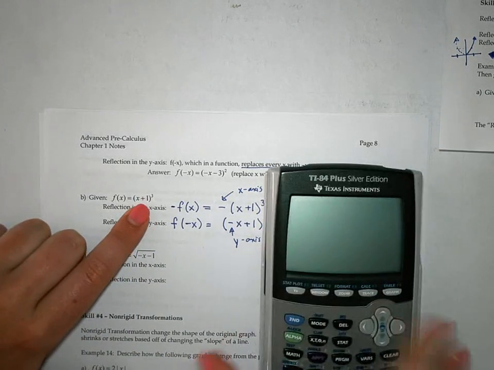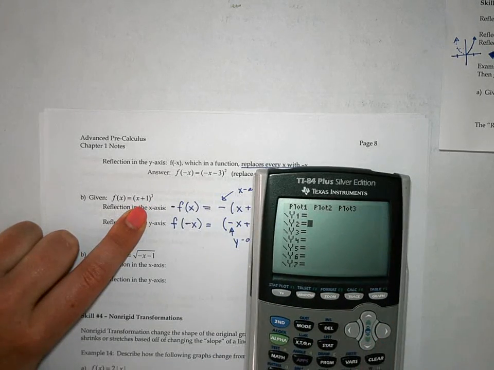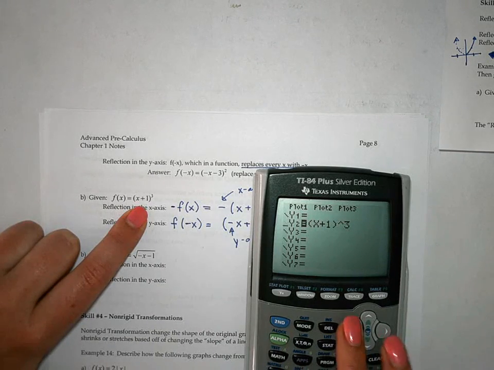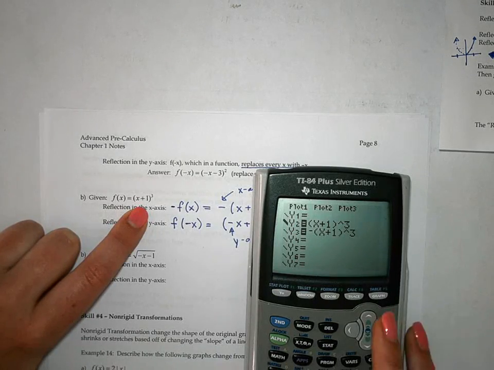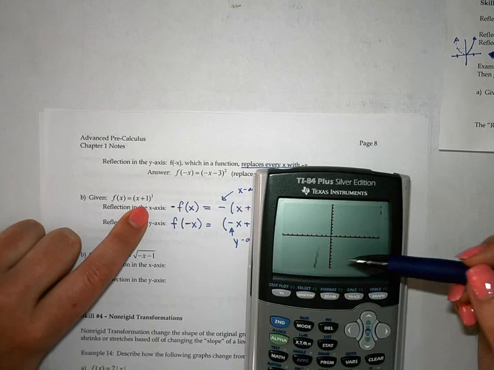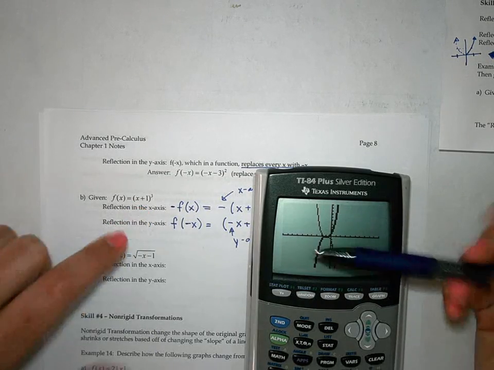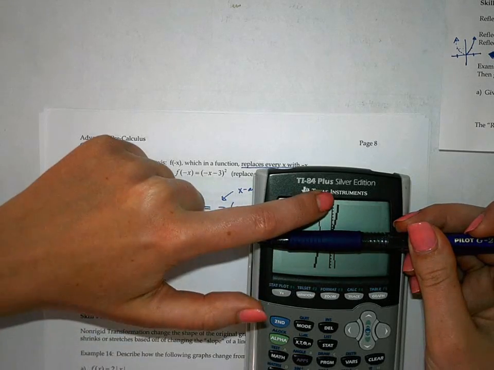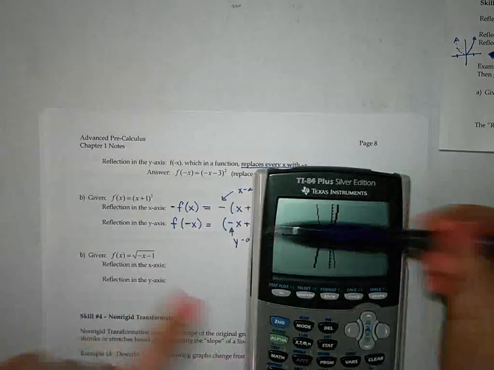Now, let's check what this looks like on our calculator. Y equals, and then we have x plus 1 quantity cubed as our original. So make that bold. The first reflection we see has a negative on the outside. So the original bold, and then this one here. If we were to place our pen, we have flipped from the top to the bottom and from the bottom to the top. A nice reflection.